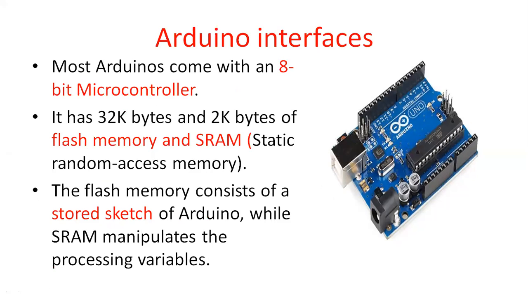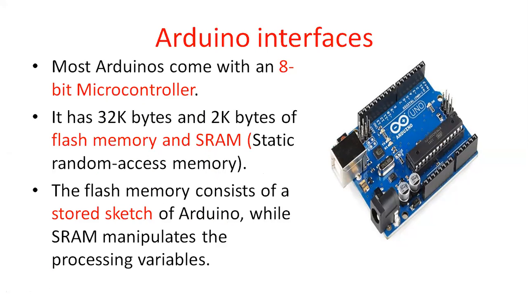Most Arduino kits come with an 8-bit microcontroller. The microcontroller here is 8-bit, and it has flash memory as well as static random access memory. What about the flash memory and static random access memory here? 32K bytes of flash memory is there, and 2K bytes of SRAM is available in this Arduino kit. Flash memory consists of the stored state of the Arduino, while SRAM handles the processing of variables.